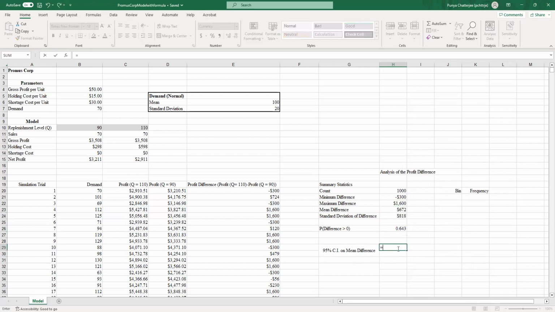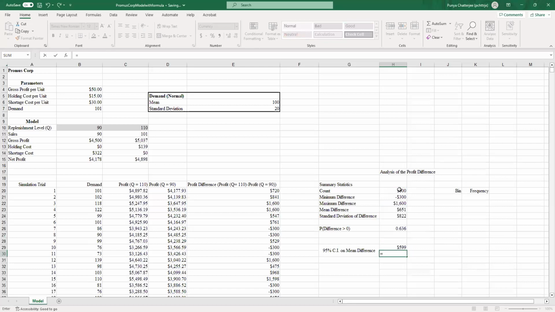To calculate that, this is the formula. Because we are looking at an interval, it is going to have a lower bound and an upper bound. We can start with the lower bound. It's going to be the mean difference minus, and then we use the function called confidence.t, and it's asking for an alpha. The alpha is going to be 0.05 because I'm looking at a 95% confidence interval. If you're looking at a 99% confidence interval, this alpha is going to be 0.01. And then it's asking for the standard deviation.